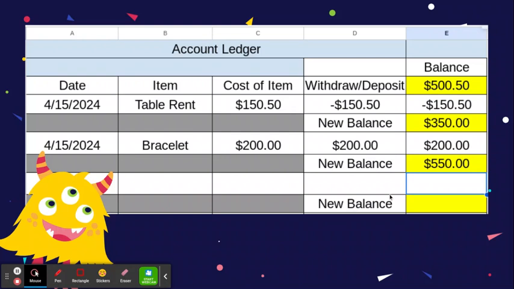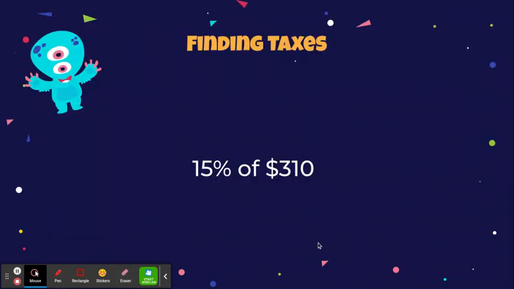Well, at the end of an open market, you're going to take your new balance and you're going to have to pay taxes on it. So, how do we find taxes? Well, we're going to find a certain percent, and that's going to be different with each different society. And we want to know, let's say your ending balance was $350. We would want to know what is 15% of our ending balance.